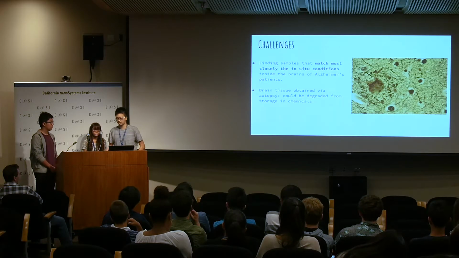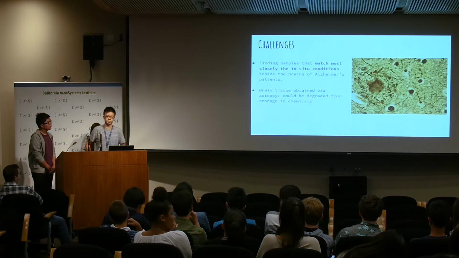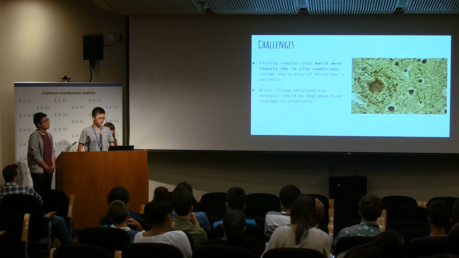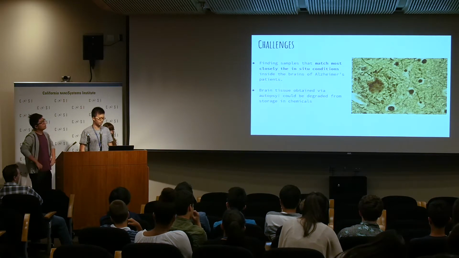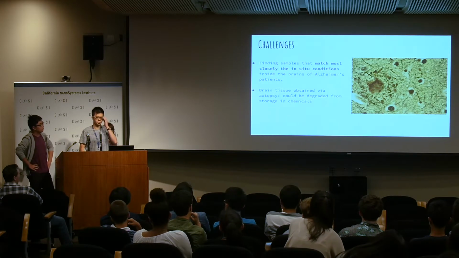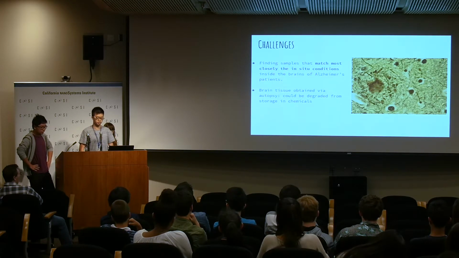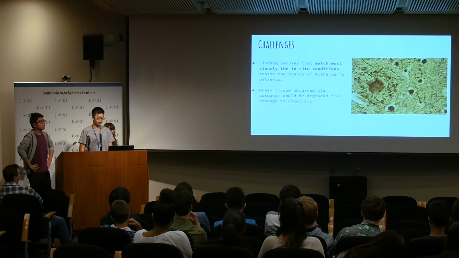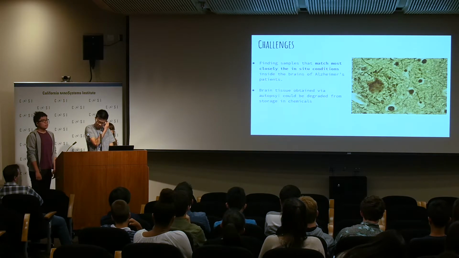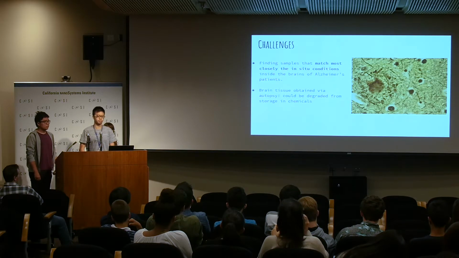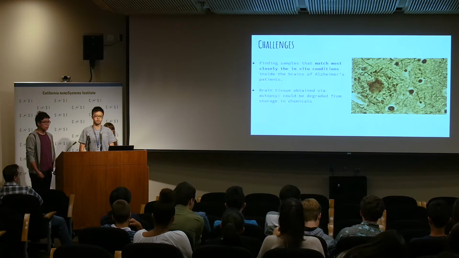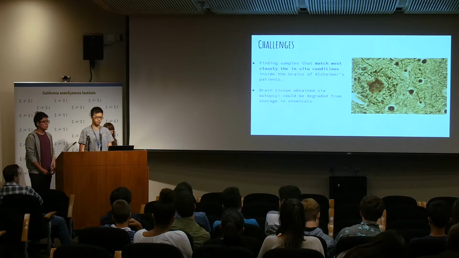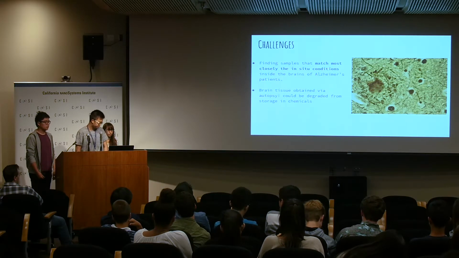So some of our primary challenges that we will face is finding samples that will correctly match the conditions inside the brains of humans with Alzheimer's. One of the ways we can get around this is by using brain tissue obtained via autopsy, but the main drawback to that is that the brain tissue could be potentially degraded by storage and chemicals.